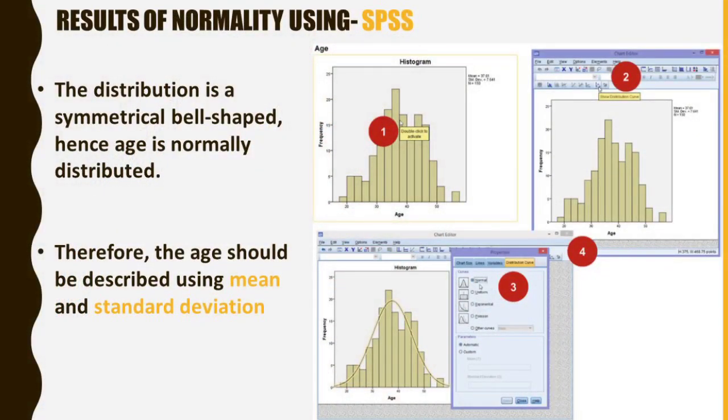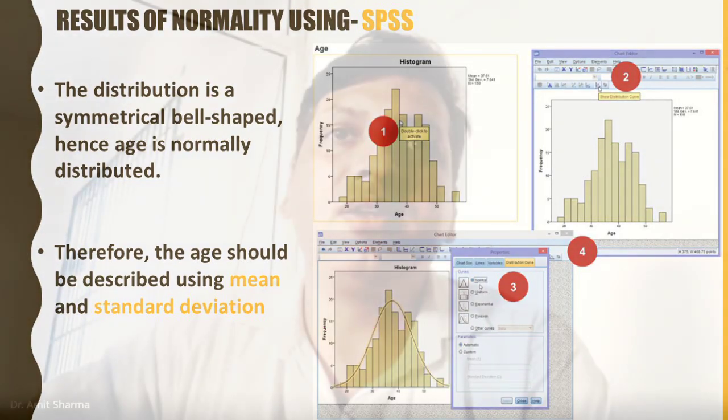These are the commands. First of all, double click on the graph to activate. Once you double click on the graph to activate, here is an option called show distribution curve. You have to click on the show distribution curve. Once you click on it, this line is going to be fitted on the graph, which will show you the trend, whether you are getting a bell-shaped curve or not.